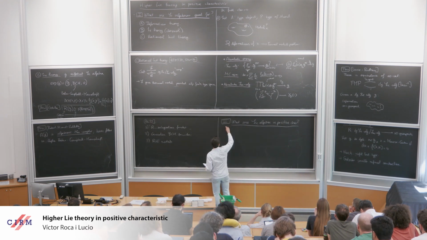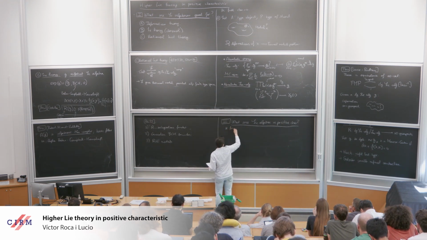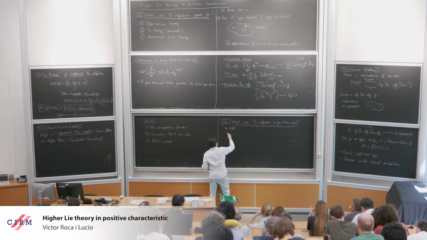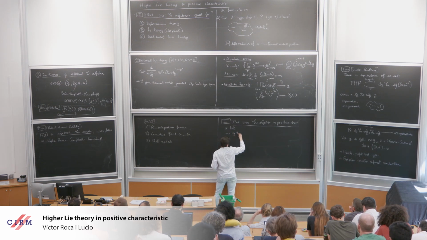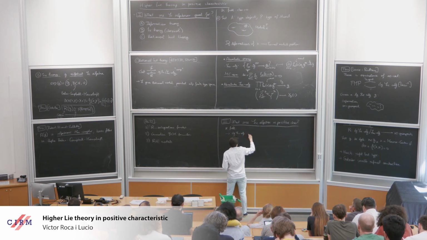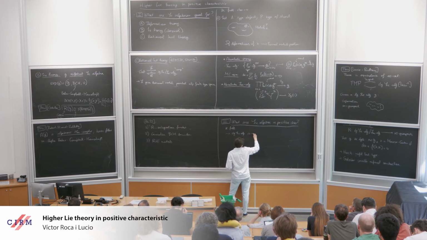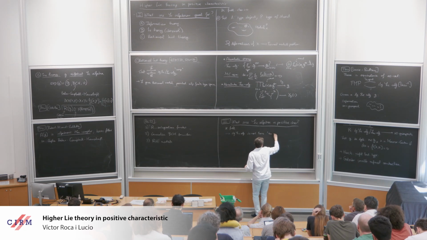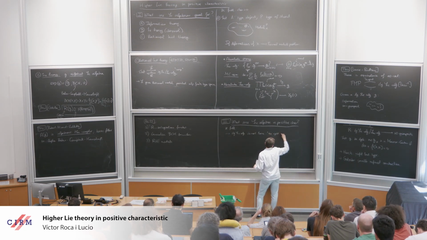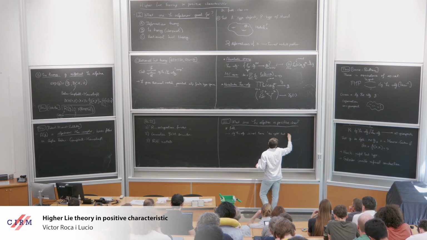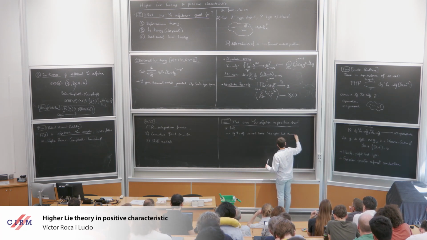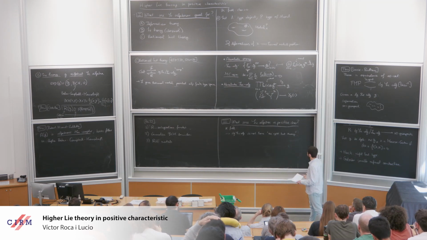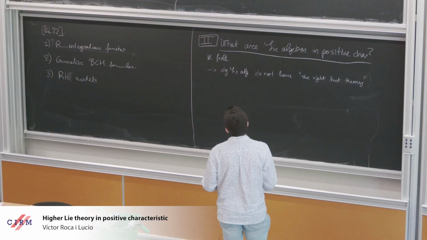So now let K be any field. Differential graded Lie algebras do not have, say, the right homotopy theory. And in fact, it's not even clear that you can endow them with the model structure transferred from chain complexes in the first place.